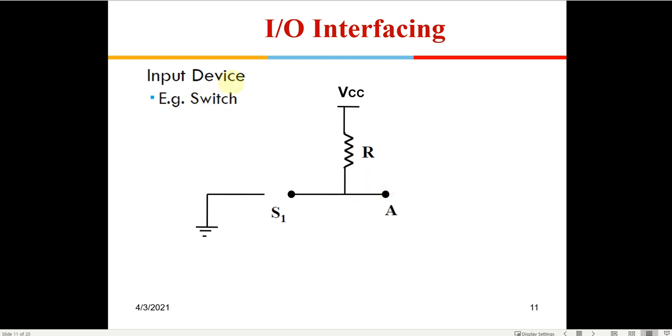So let's see how some of the input devices look. This is just a simple switch where we can give a digital input to the microprocessor. This shows a single bit, where you can have a switch. If you close the switch, the input will be 0, and if you open the switch, it will be 1 out here, right?